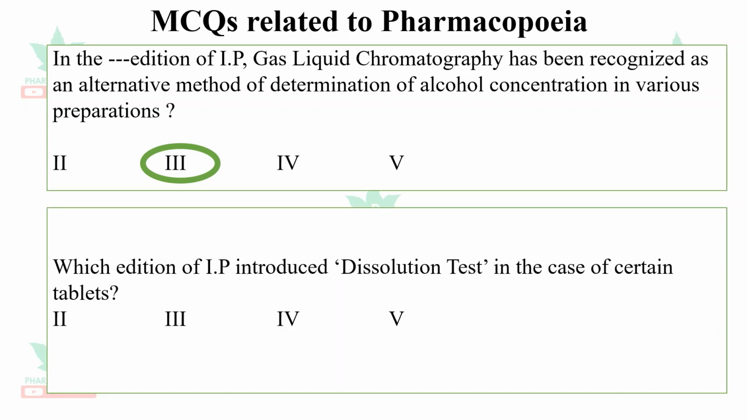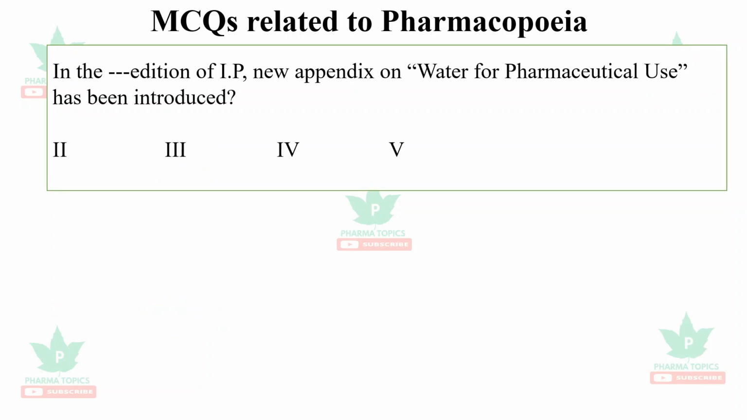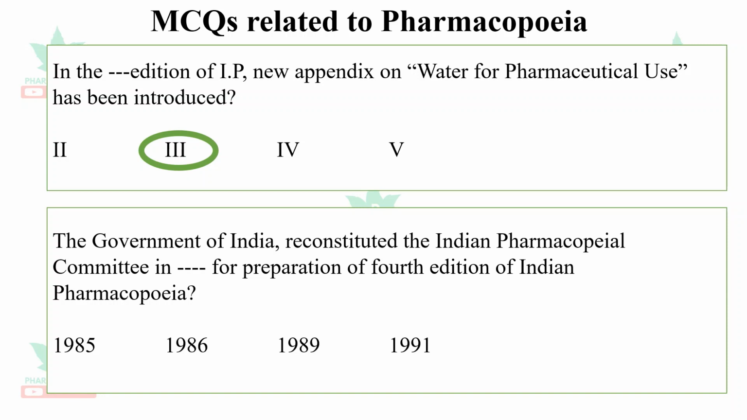Which edition of IP introduced a dissolution test in case of certain tablets? The options are 2, 3, 4 and 5, and the answer is 3. In the third edition of IP, a dissolution test has been introduced. In the dash edition of IP, a new appendix on water for pharmaceutical use has been introduced. The options are 2, 3, 4 and 5, and the answer is the third edition. The Government of India reconstituted the Indian Pharmacopoeia Committee for the preparation of the fourth edition of Indian Pharmacopoeia. It is 1991.